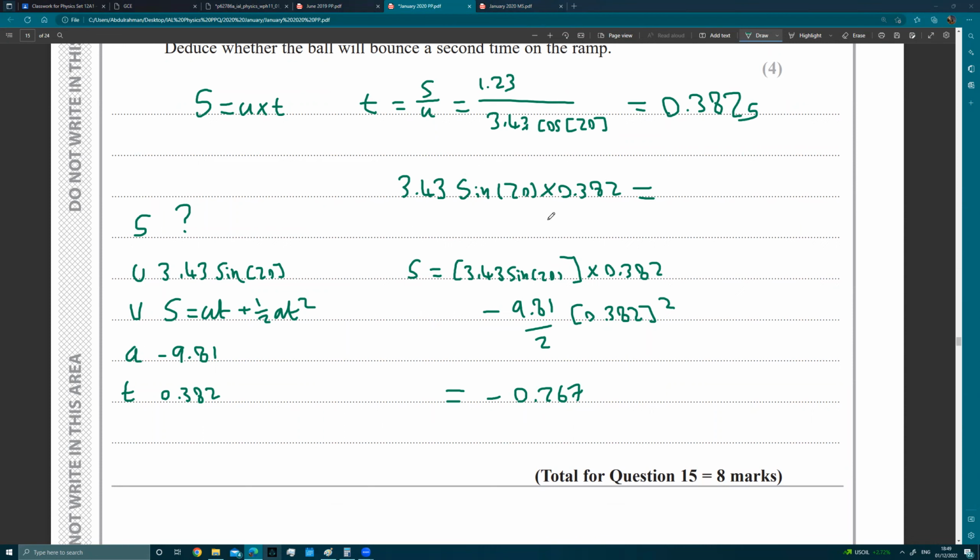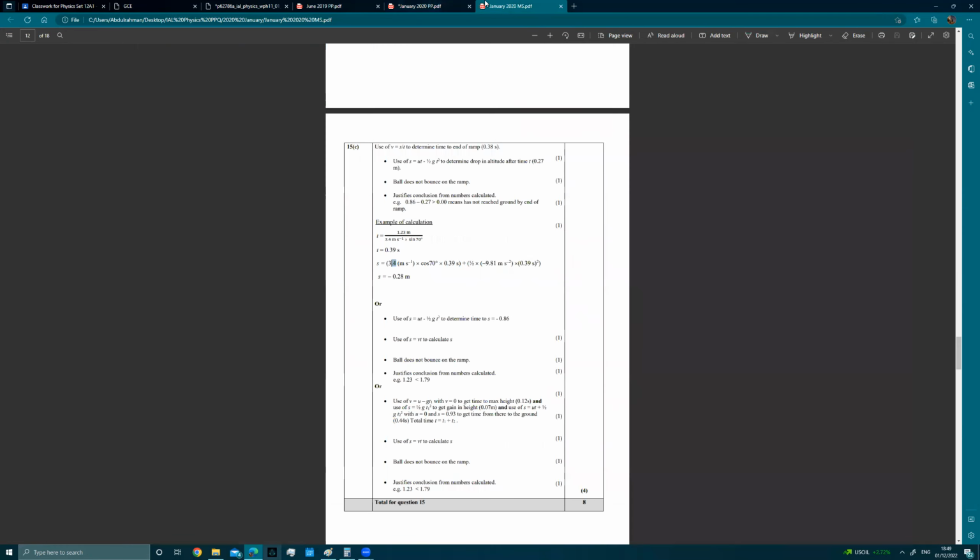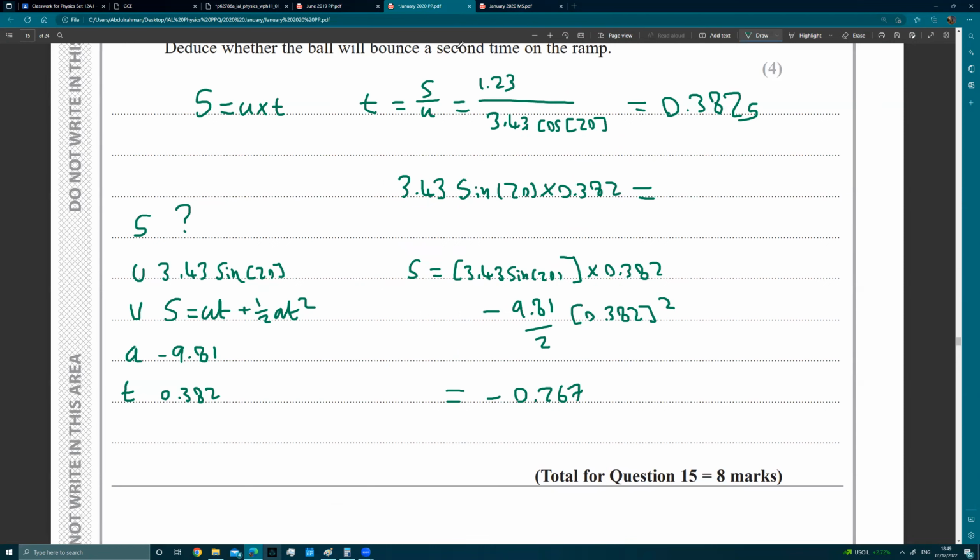So what's the answer? Minus 0.767 or minus 0.26? Whatever, it says in the mark scheme, sir. I got minus 0.4481. No, you're getting a different answer. No, this is for another question he's asking. So 3.43 sine 20 times 0.382 gave me 0.4481. Confirm, please, Faizan. And then on your calculators, minus 9.81 over 2 multiplied by 0.382 squared.